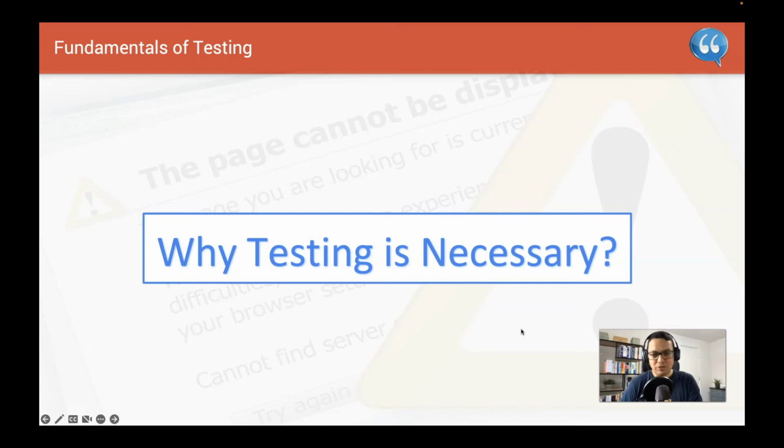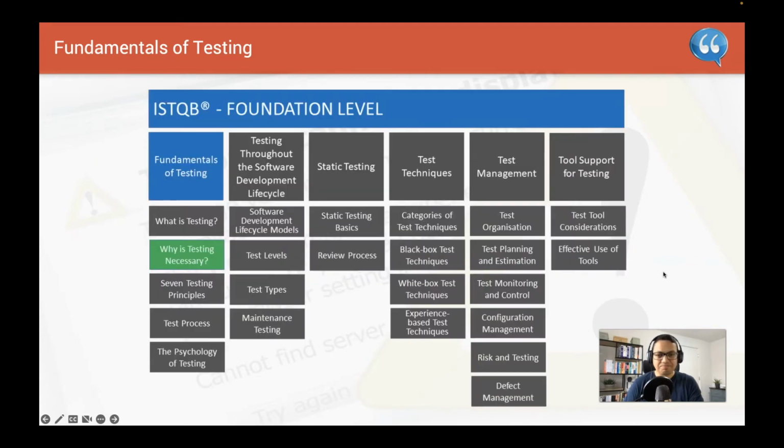Okay, continuing on why testing is necessary. Again, this is the second part of level 1, chapter 1. So 1.2, why is testing necessary? Based on the Foundation Level ISTQB 2018.